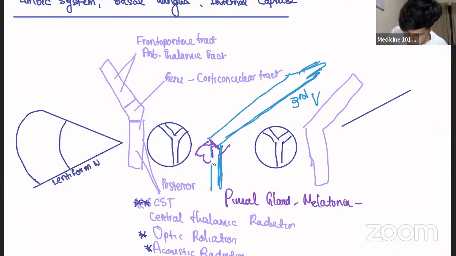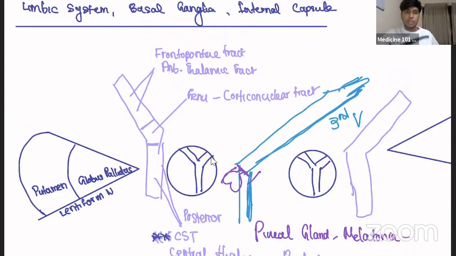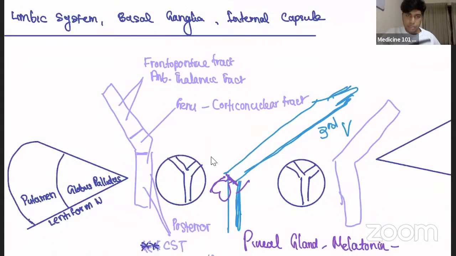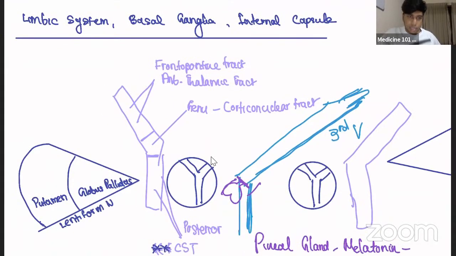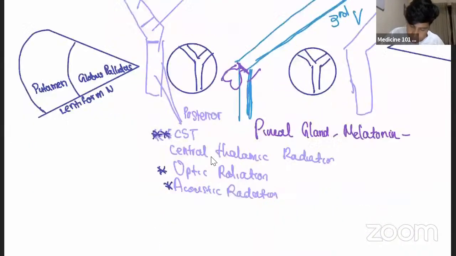So same thing on the other side. And this is called the putamen. And the internal one is called the globus pallidus. Okay. Right now, I'm drawing structures of the basal ganglia. So the thalamus is a part of the basal ganglia. This lentiform nucleus is a part of the basal ganglia. And there's one more structure which is present on the midbrain.